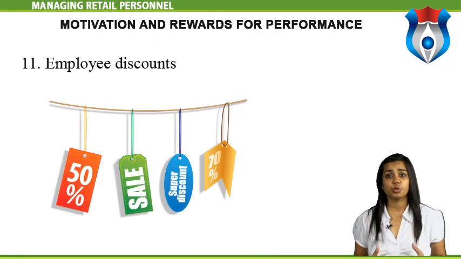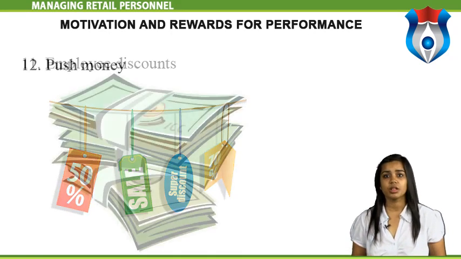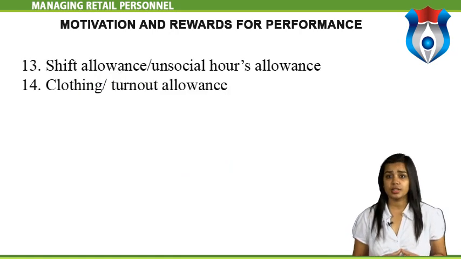employee discounts. These are provided on items sold within a store. Discount structures. Percentages vary depending on the margin earned by the retailer on different products. Push money incentives whose cost is borne by a supplier brand that wants to push its own products on the retailer shelves. This could be transparent with the employee knowing that the supplier has offered the scheme, or it could be managed as an incentive offered by the retailer. Shift allowance and social hours allowance. Clothing turnout allowance. Now in the end, let us summarize what we have learned in this lecture.